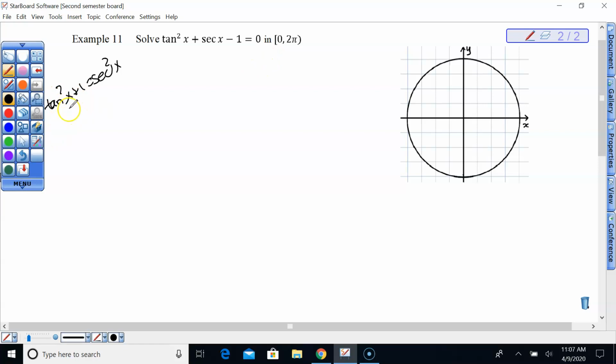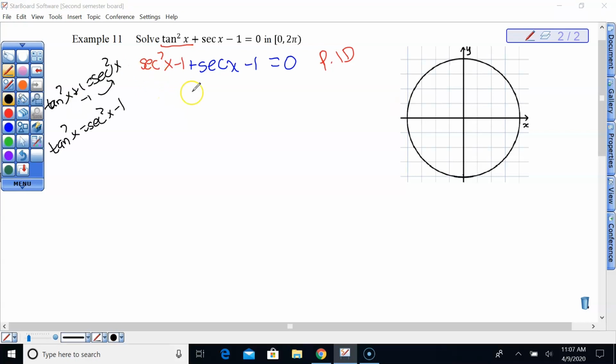So I'm going to go ahead and solve this for tangent squared x. So we would subtract 1 to the other side. So tangent squared x equals secant squared x minus 1. So I could make a substitution here for tangent squared x and rewrite it as secant squared x minus 1 plus secant x minus 1 equals 0. And let me write down that I used a Pythagorean identity there. So that was a Pythagorean identity. And since I made a substitution, it means I have to check my solutions when I'm done.